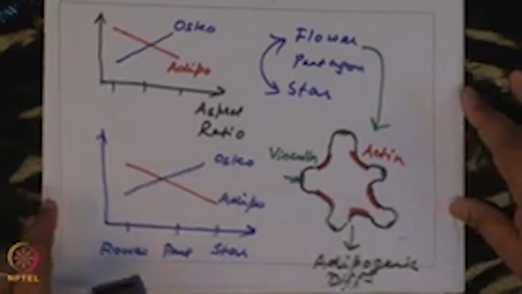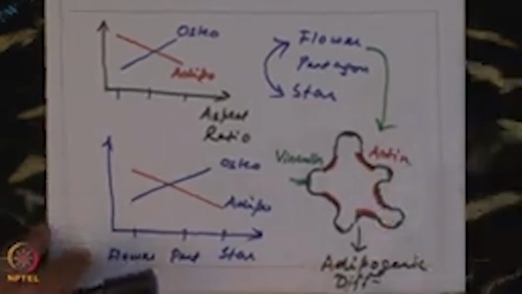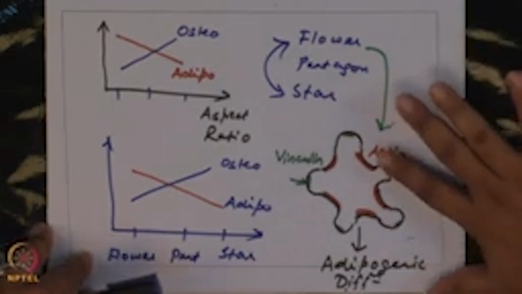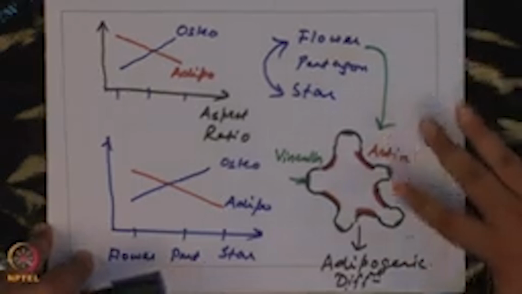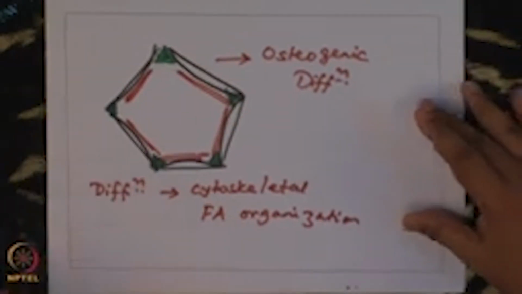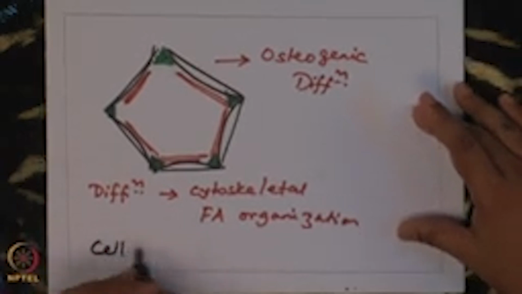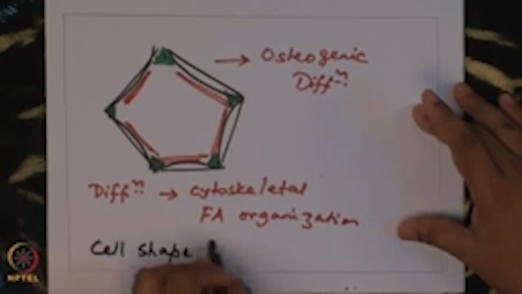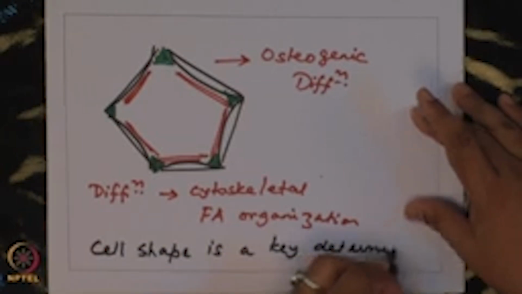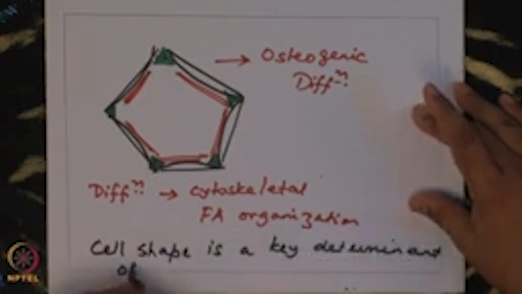And consistent with the idea that increase in tension stimulates osteogenic differentiation, you had lesser tension or lesser accumulation of stress fibers in case of flower shaped patterns, and greater stress fibers and bigger focal adhesions in case of the star shaped patterns. Okay. So, this once again demonstrates the fact that cell shape is a key determinant of stem cell fate.